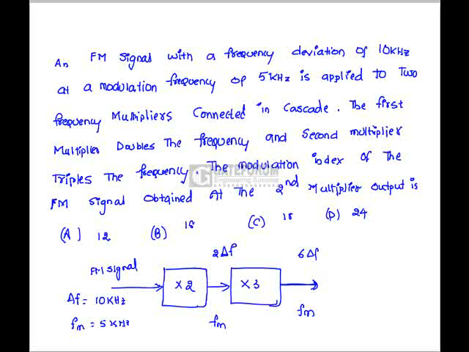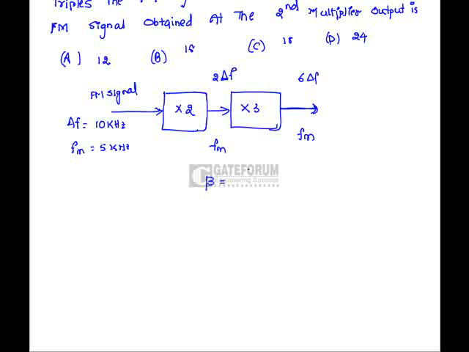We know that in the case of FM, frequency modulation, the modulation index beta equals frequency deviation divided by modulation frequency. Here the frequency deviation is 6 delta F, meaning 6 into 10 kHz, and the modulation frequency is 5 kHz. That is nothing but 12. Hence option A is correct.